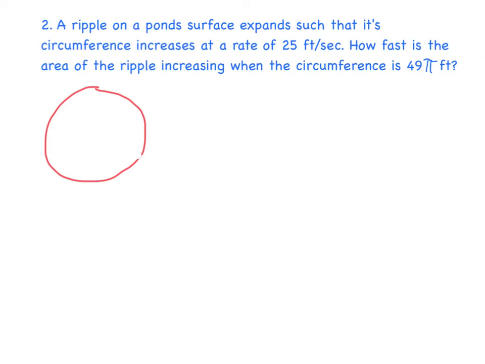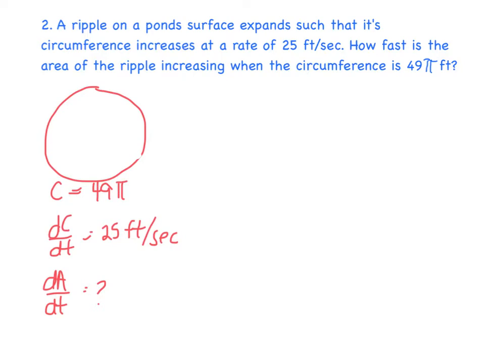And now it says, go back and try and unpack what information they are giving us and write that all down. So it is expanding such that its circumference increases at a rate of 25 feet per second. So dC/dt is 25 feet per second. How fast is the area of the ripple increasing? So again, I'm looking for dA/dt. That's unknown. When the circumference, so they do give me circumference, is 49 pi. So clearly I know a lot of information about circumference, and I need to find my dA/dt.